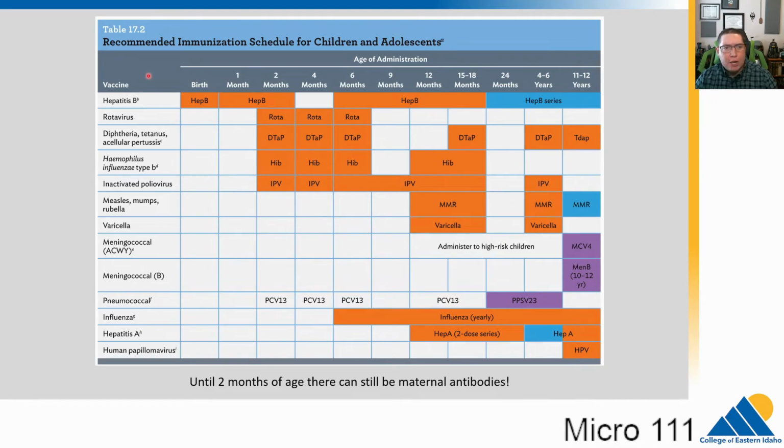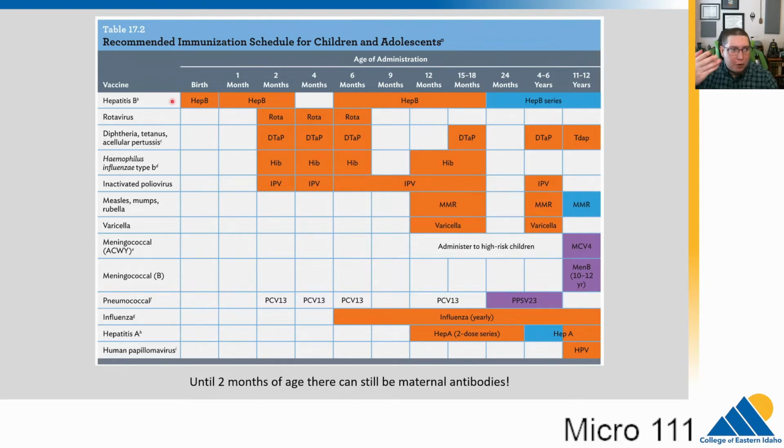So here's a common childhood vaccination scheme. And you'll notice that we don't actually really start to vaccinate until after 2 months of age, because there can actually still be maternal antibodies in a newborn. And those maternal antibodies actually can dampen the immune response of these vaccines.